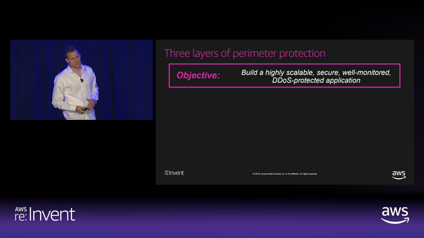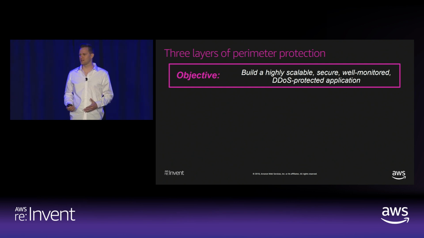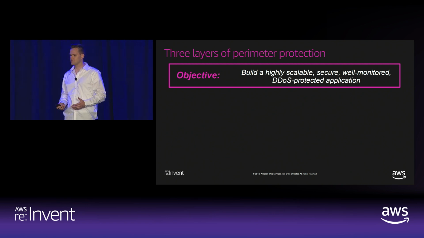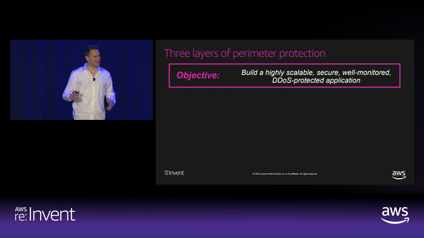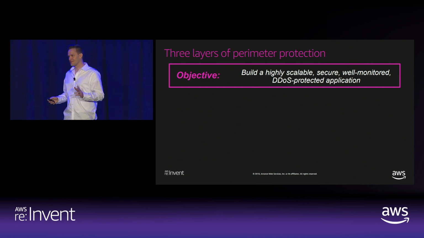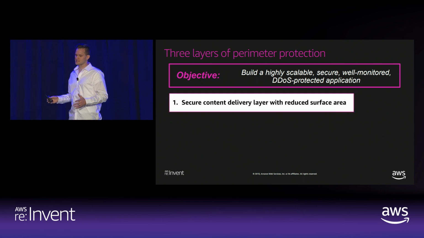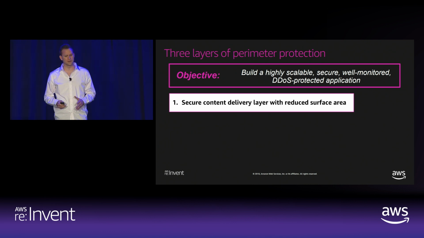By the end of this session, we hope to have achieved our objective, which is to build a highly scalable, secure, well-monitored, DDoS-protected application. It's a mouthful, but together we're going to do this through a few key principles. The first is that we're going to secure your content delivery through Amazon CloudFront, and we're going to do this whenever we possibly can. This will be the front door for your application.